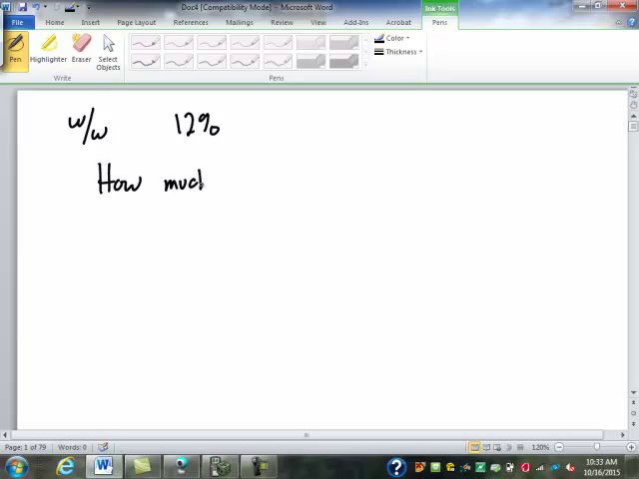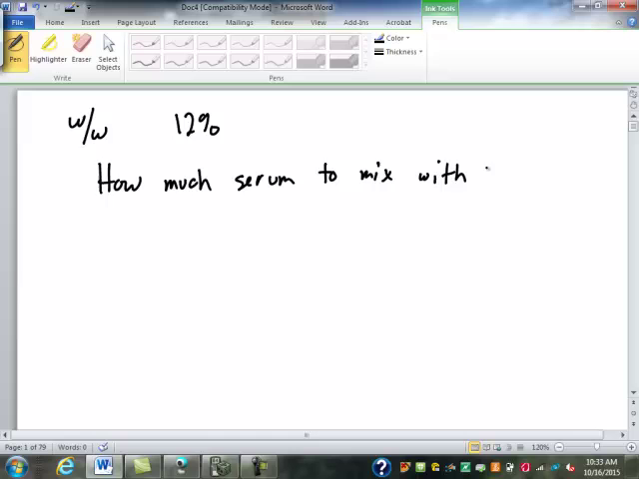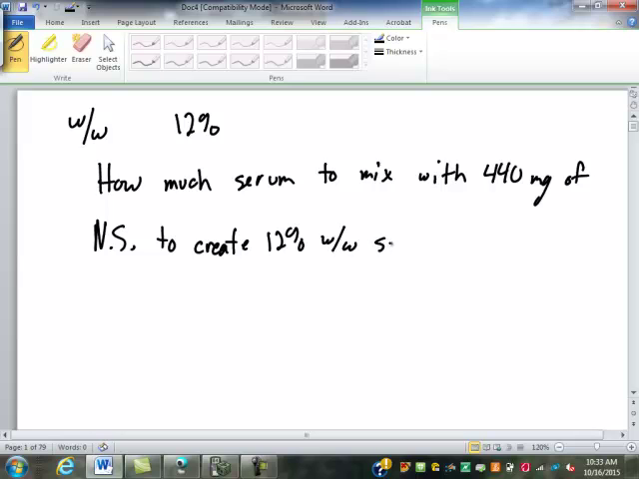So we want to ask how much serum to mix with 440 milligrams of saline, of sterile water, to create a 12% weight in weight solution.